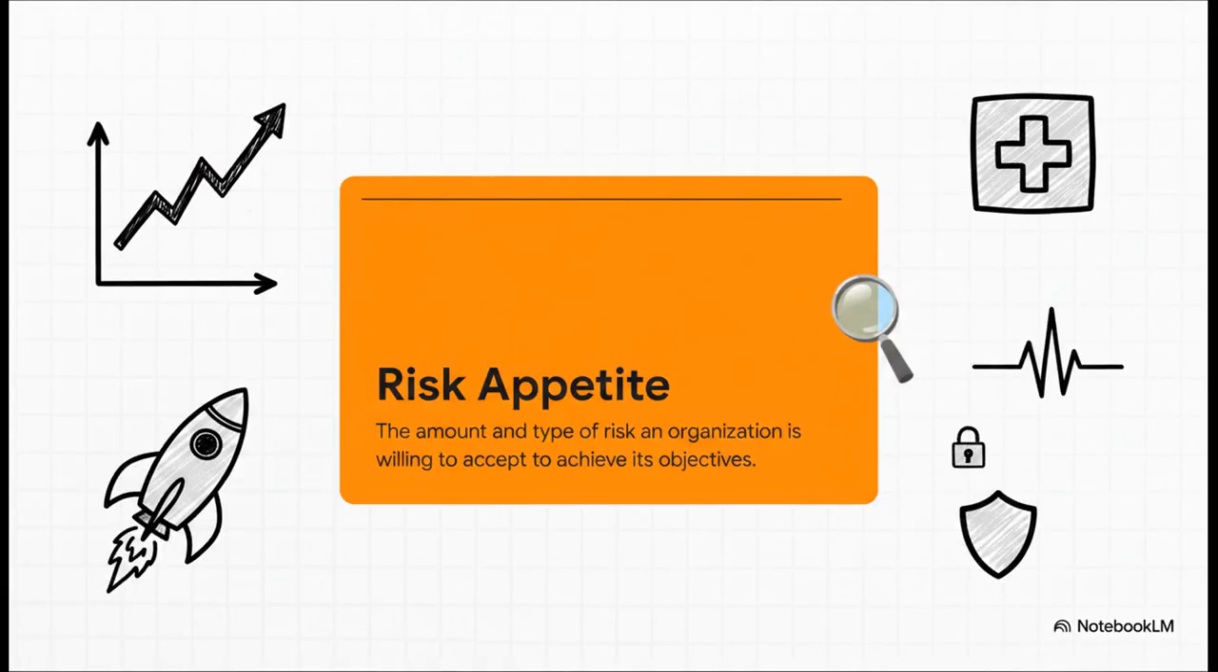All right, now let's talk about a huge strategic decision. This one comes from the very top. It's called risk appetite. It basically answers the question, how much risk are we willing to take on to meet our goals? A tech startup might have a really high appetite for risk, while a hospital would have a very, very low one.